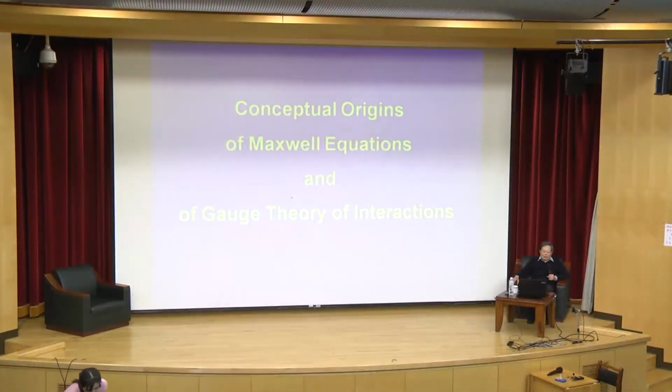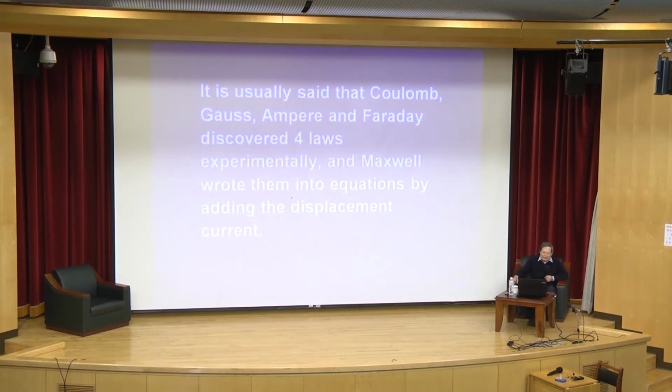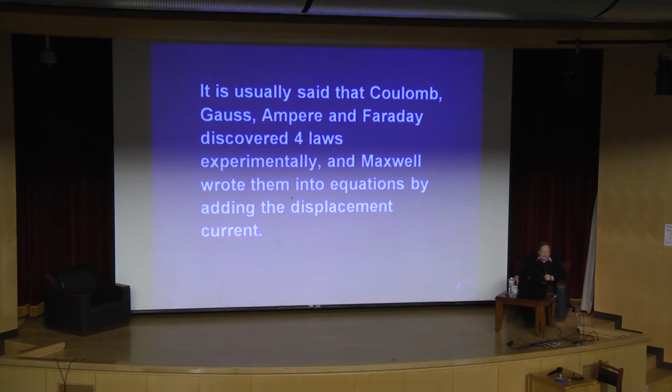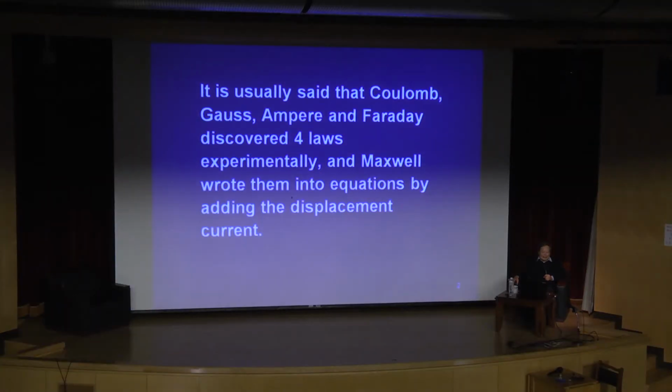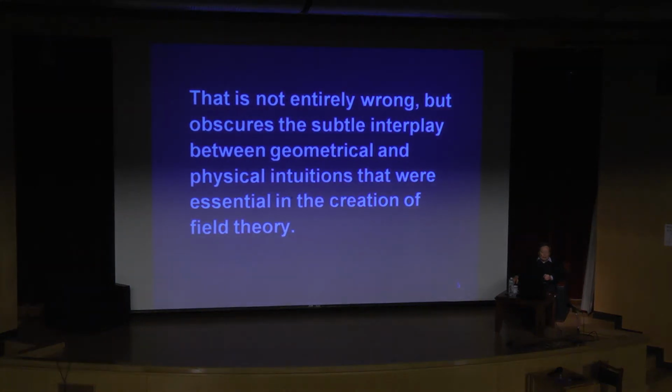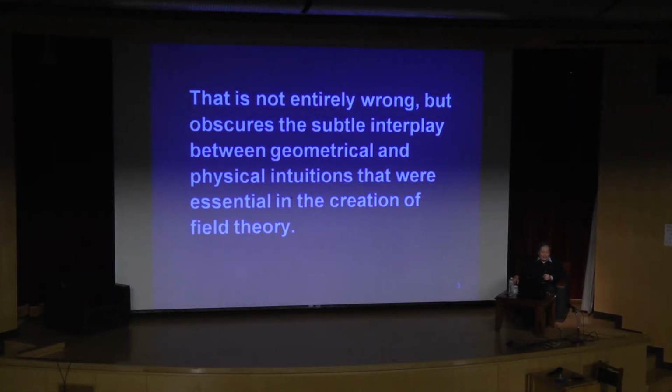I'm going to report to you this afternoon an article which has already been published in Physics Today with the title Conceptual Origins of Maxwell Equations and of Gauge Theory of Interactions. It is usually said that Coulomb, Gauss, Ampere, and Faraday discovered four laws experimentally, and Maxwell wrote them into equations by adding. That is not entirely wrong, but it obscures the subtle interplay between geometrical and physical intuition that were essential in the creation of field theory.